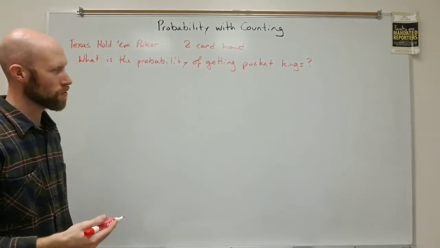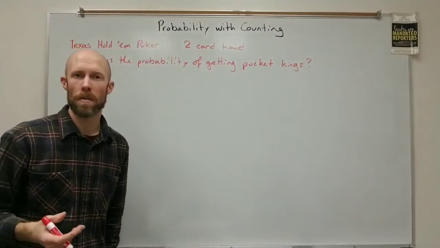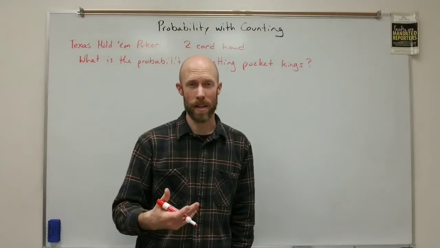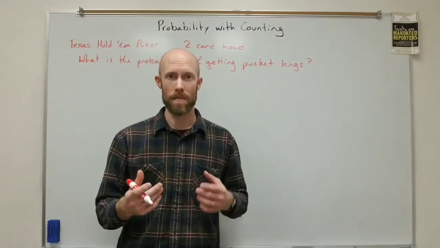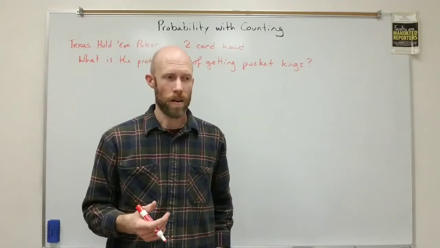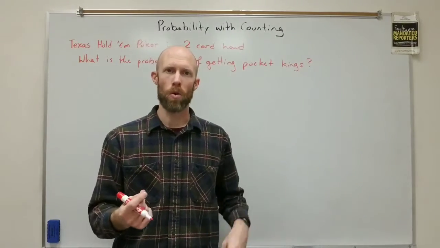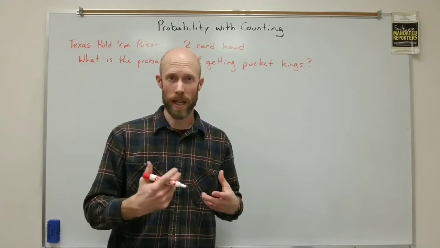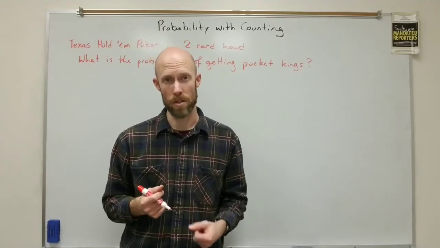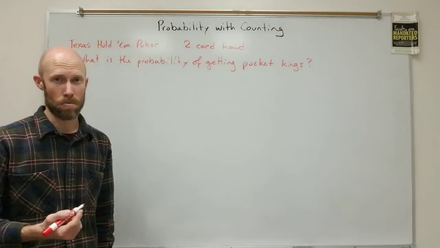All right. So how do we figure that out? Well, first you have to figure out how many ways you can get pocket kings, and how many different hands there are total, and then divide them. What's interesting here is that it doesn't matter what order you get them dealt to you. So the order doesn't matter. If order doesn't matter, we're looking at combinations, not permutations. So this is a combination problem.